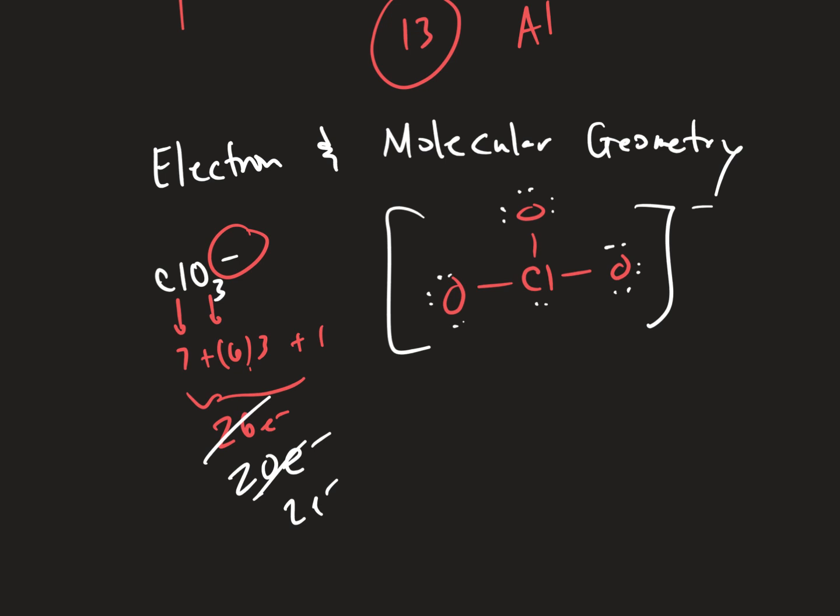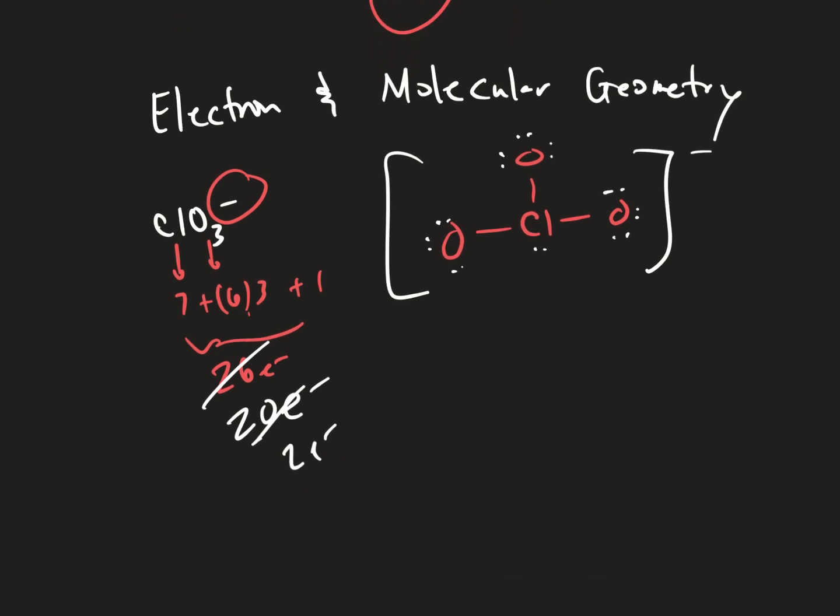Well, that's the Lewis structure. But that's not the question. The question is, what's the electron geometry and what's the molecular geometry? So what do we do once we have the Lewis structure? First of all, we count what? The electron regions. 1, 2, 3, 4. 4 regions, so what does that tell us the electron geometry is? Tetrahedral. 4 regions means tetrahedral, right?